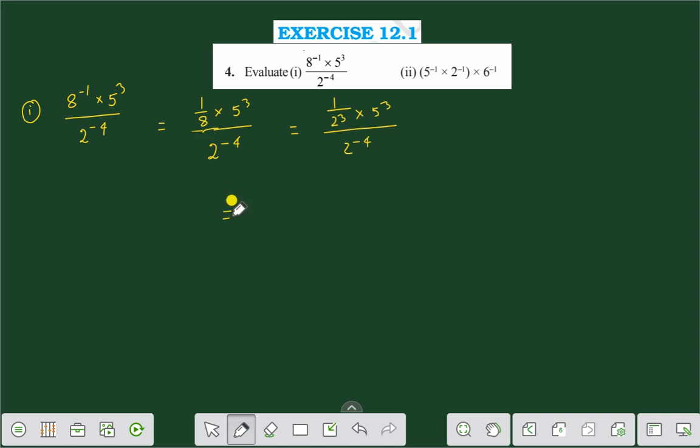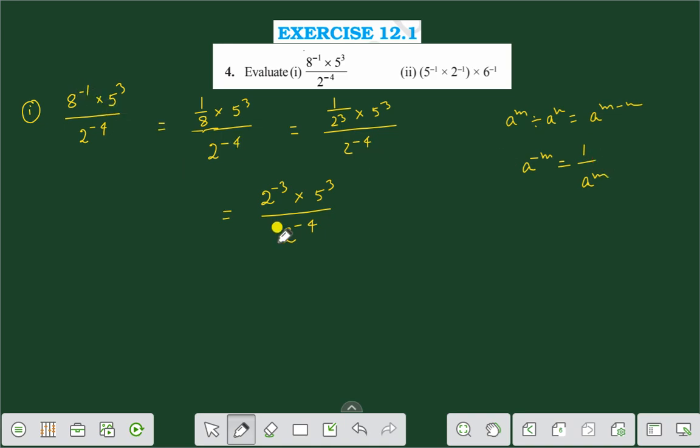Or it can be written as 2 to the power minus 3 into 5 to the power 3 divided by 2 to the power minus 4. We applied here that a to the power m divided by a to the power n is equal to a to the power m minus n. And that a to the power minus m is equal to 1 by a to the power m.